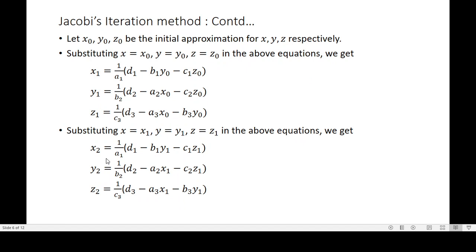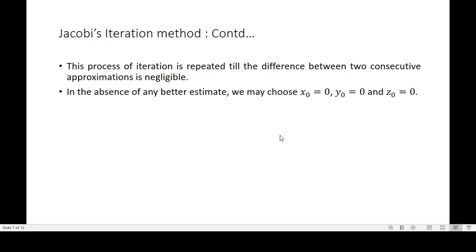Therefore, x2 is equal to 1 divided by a1 multiplied by d1 minus b1 y1 minus c1 z1. y2 is equal to 1 divided by b2 multiplied by d2 minus a2 x1 minus c2 z1. z2 is equal to 1 divided by c3 multiplied by d3 minus a3 x1 minus b3 y1. I hope it is clear. Okay. Now continue this process till the difference between two consecutive approximations is negligible. If the initial approximation is not given, then we may choose x0 is equal to y0 is equal to z0 is equal to 0.